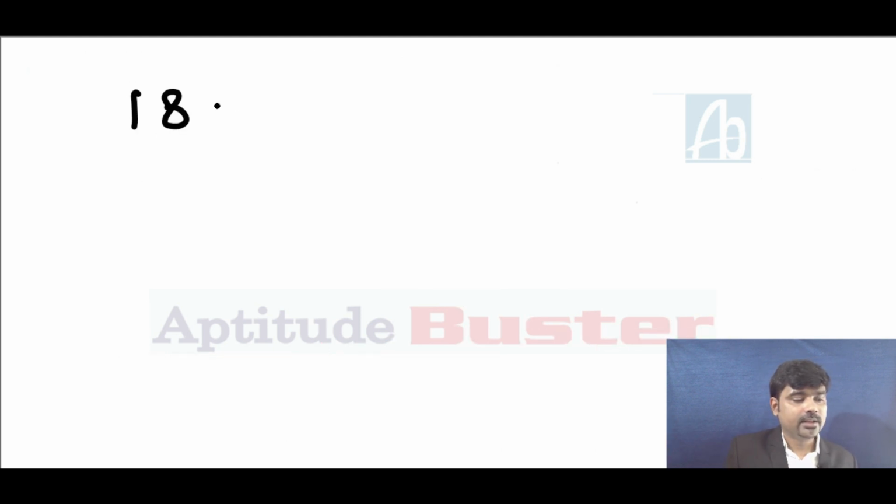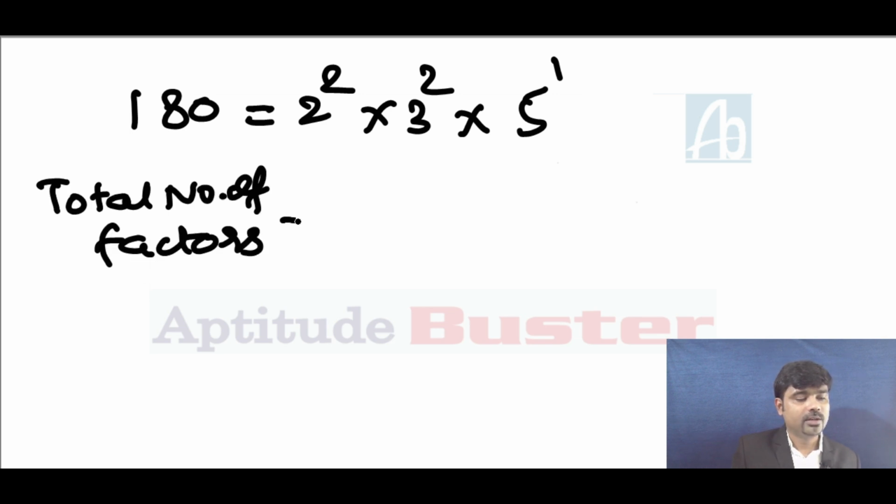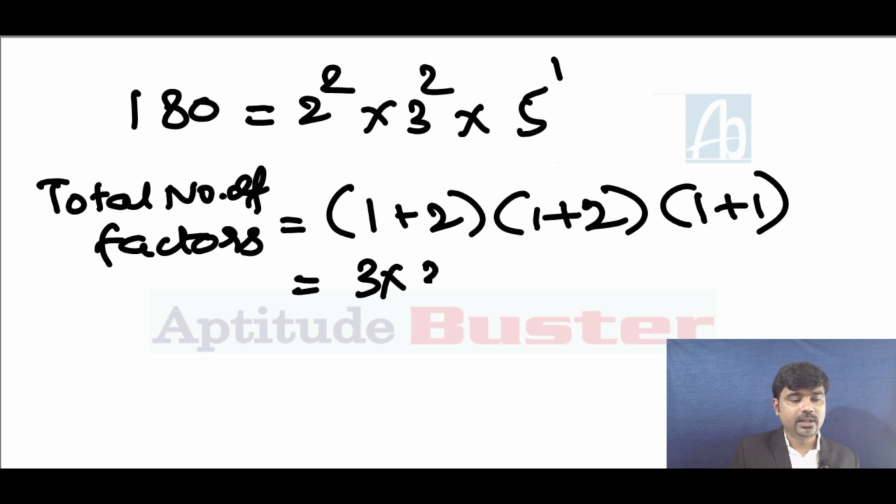Consider 180. 180 is nothing but 2 power 2 into 3 power 2 into 5 power 1. Here we are going to find the even number of factors. First find the total number of factors: 1 plus the power of a prime number, into 1 plus the power of a prime number, into 1 plus the power of a prime number. 3 into 3 into 2, 18 factors.